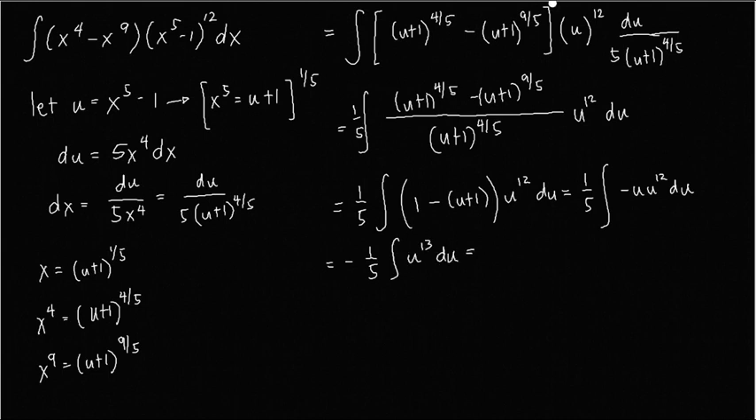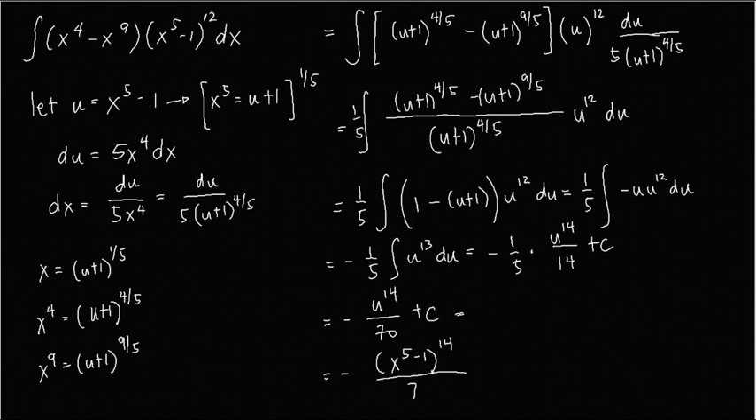So finally, we have negative 1 fifth times u raised to 14 over 14 plus c. And we have negative u raised to 14 over 70 plus c. Then go back to our original variable. What is our u? This is x raised to 5 minus 1. This is negative of u, which is x raised to 5 minus 1 raised to 14 over 70 plus c. Okay, so this will be our final answer for this problem. Okay, let's proceed to our next problem.